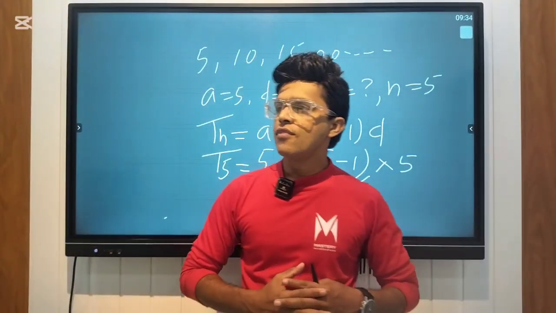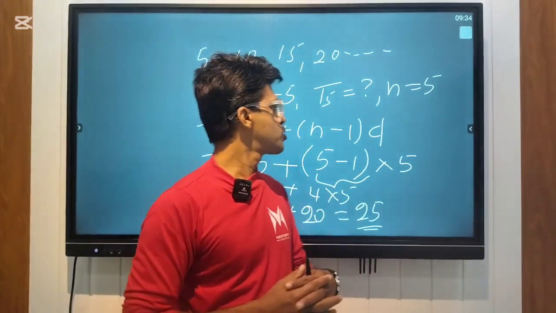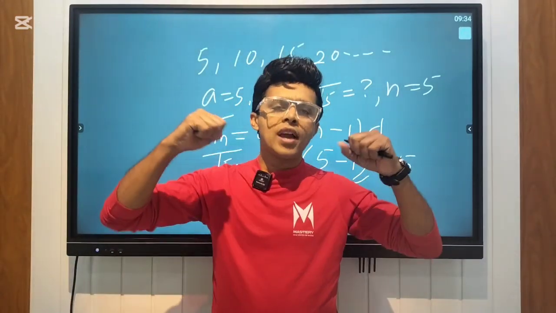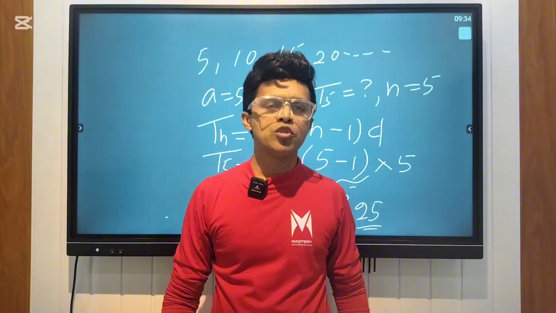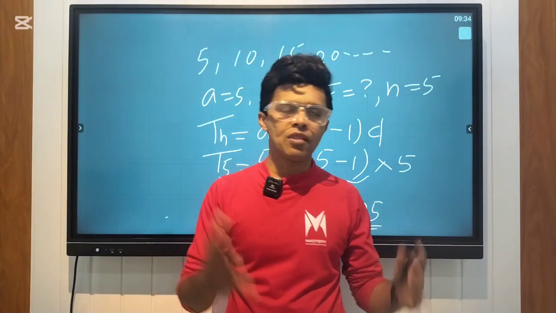If you want to obtain the fifth term, you need to substitute n equals 5. If you want to get the 10th term, then what you need to do is substitute n equals 10.